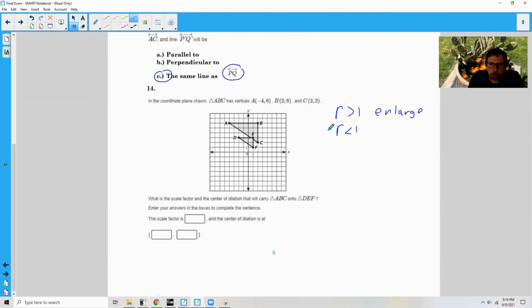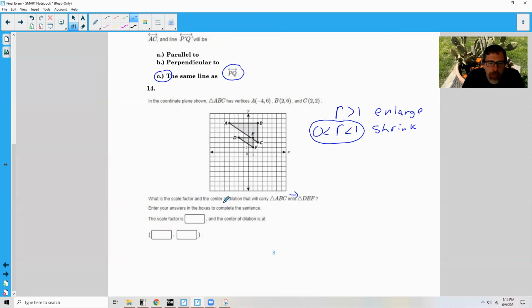R between 1 and 0 it shrinks. Okay, keep that in mind for starters. We are going from ABC onto DEF. DEF is smaller than ABC, so I need a fraction less than 1 for an answer. Some students answer this 2. They went the wrong way.